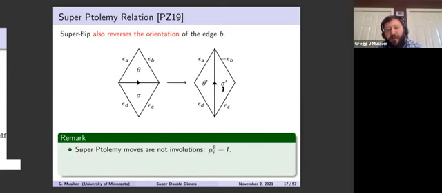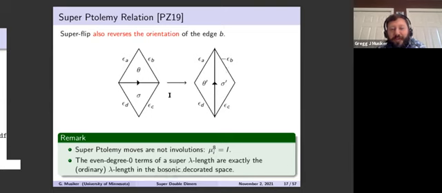And unlike the ordinary case, super Ptolemy moves are not involutions. In particular, you negate this edge that you rotated through, this edge labeled as B. But if you do this 8 times in a row, you do get back to where you started. And in our case, when these are boundary edges, we will not really care what the orientation on a boundary edge is.